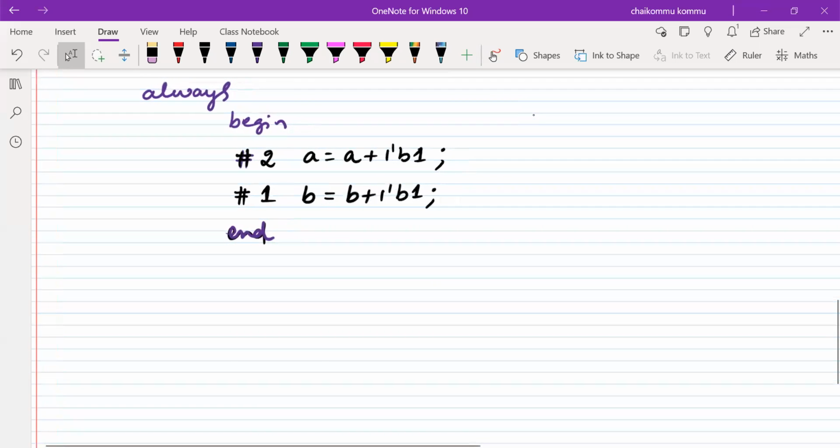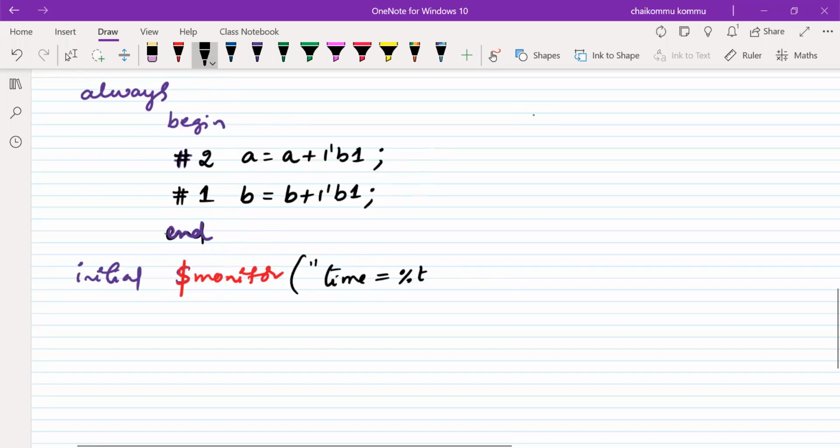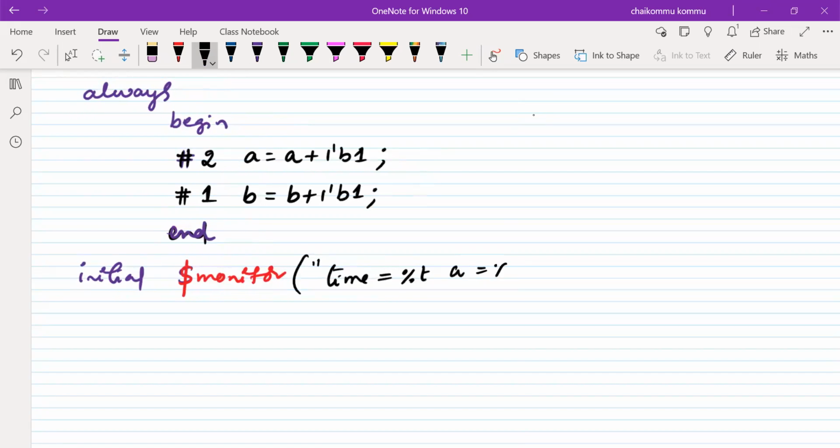Finally, I want to monitor the values. So in an initial block, $monitor. What I want to monitor is the time, which is in percentage of t. Next, I want to monitor the A value, in percentage of h. B also, I want to monitor in percentage of h.